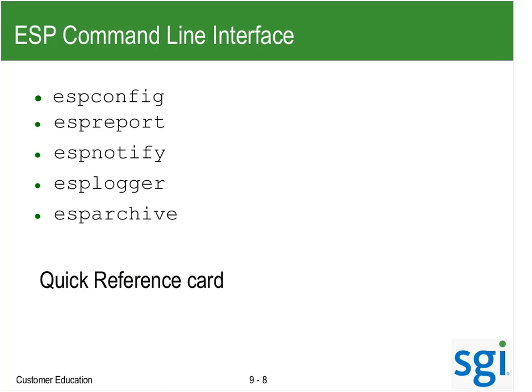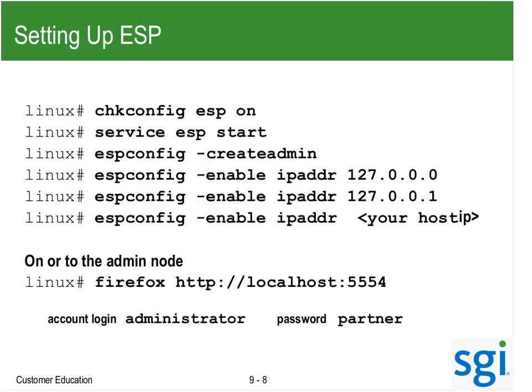Now, there was a link to an ESP quick reference card when you got into the class. ESP config is the command line to configure things. ESP report generates reports. ESP notify is what will send me email back, and I can also manage the logs and archive them. So bottom line, 9-9, it's probably on, but check chkconfig esp on, then service esp start.